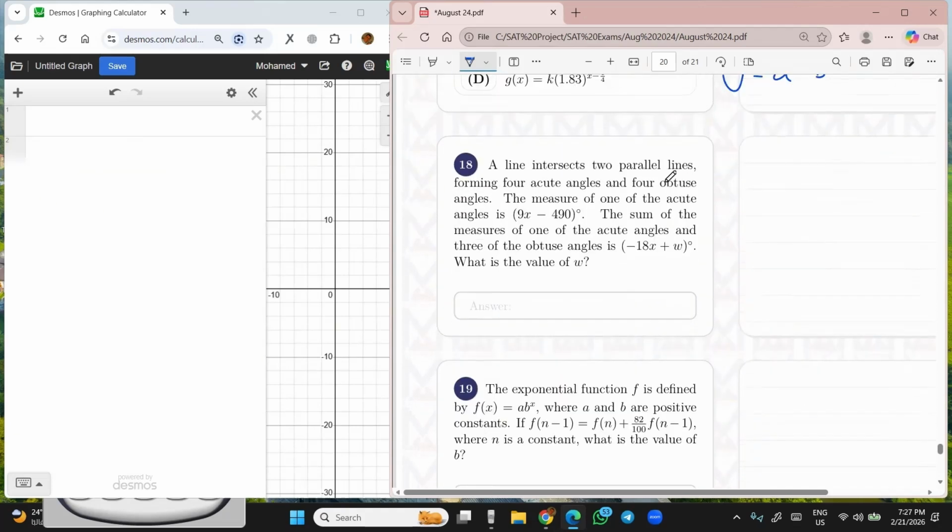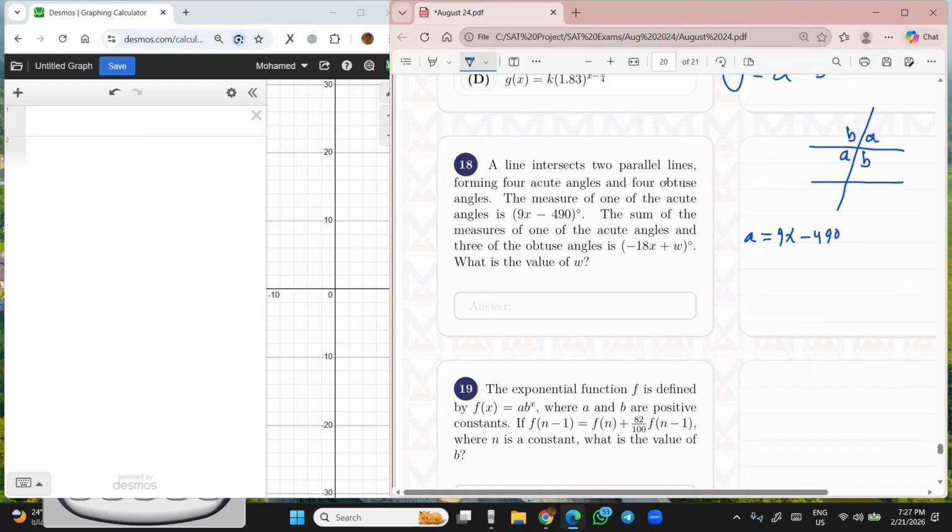Question 18. A line intersects two parallel lines forming 4 acute angles and 4 obtuse angles. The measure of one of the acute angles is 9x minus 490. Let's draw this. We have two parallel lines, and then this line is a transversal. And we have angle A here. It's an acute angle, and of course this will also be A. If this is B, this will be B, and the same happens here. One of the acute angles, which is A, is equal to 9x minus 490.